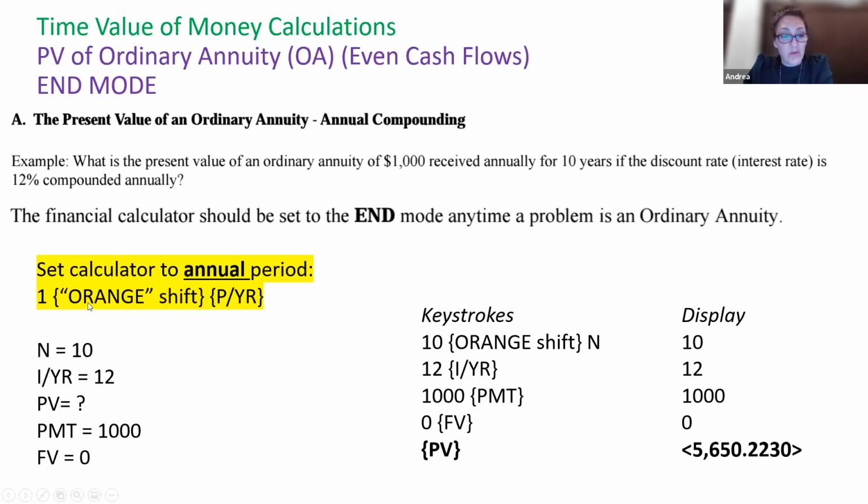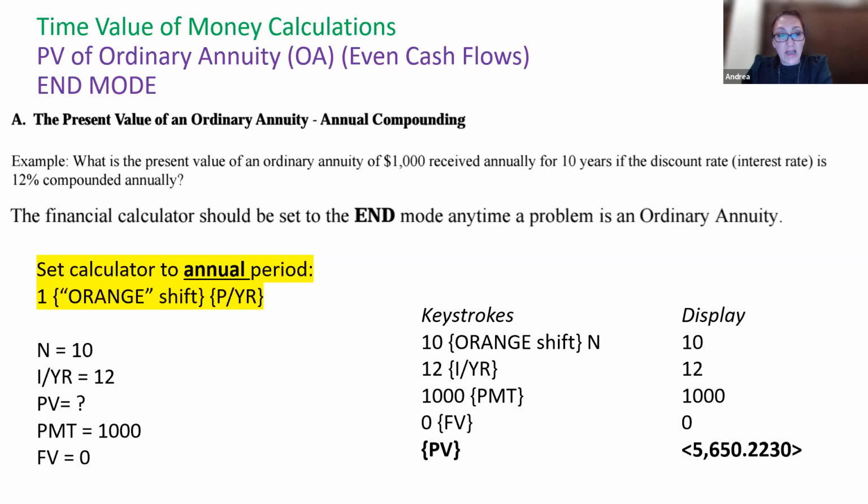And here are our variables right here. So let's just go over to the keystrokes. You're going to hit the number 10 for 10 years, your orange shift button, and then N to populate 10 years. The interest rate is 12%. So that's your I/YR.